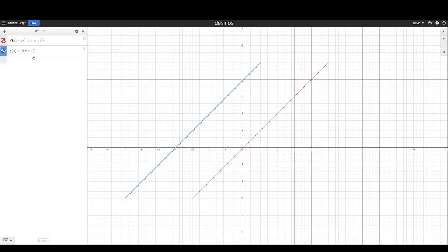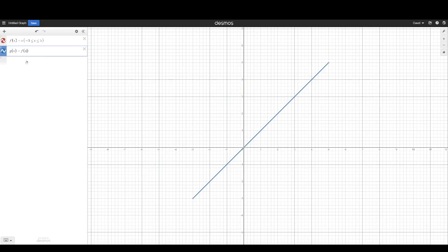This version is kind of confusing, and we have to remember that when we add something to x, we're going left, and when we subtract, we're going right. So horizontal changes in functions are backwards and weird. So plus 4 would move us to the left, whereas minus 4 would move to the right. So that makes the blue line go to the right.